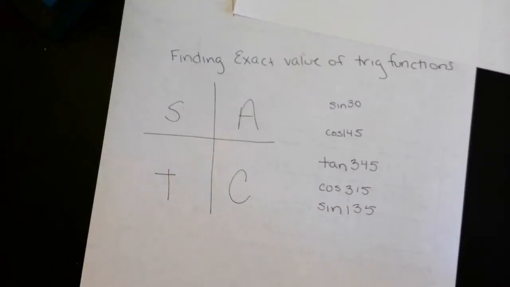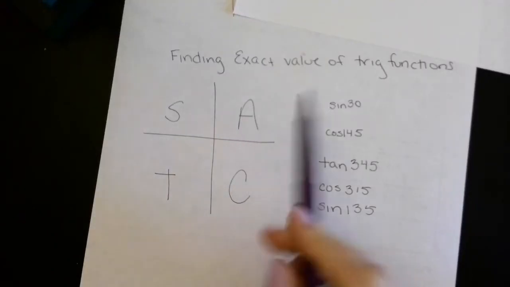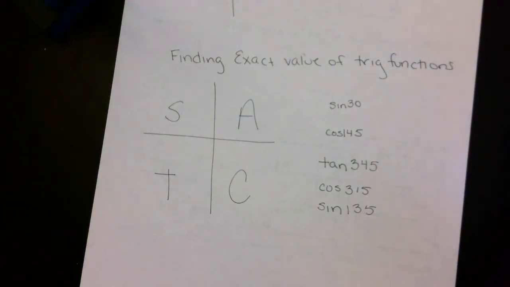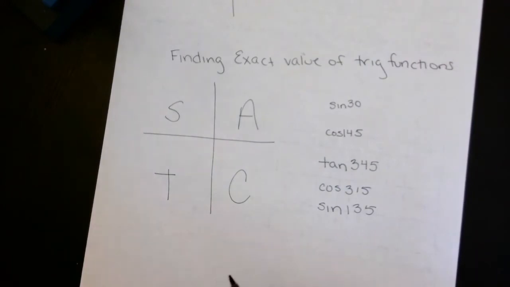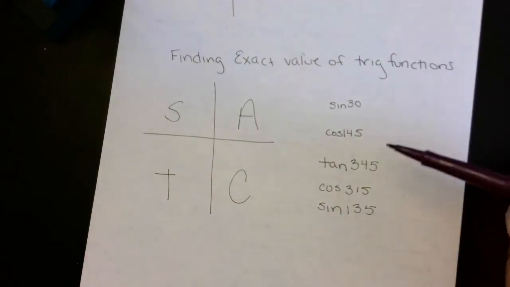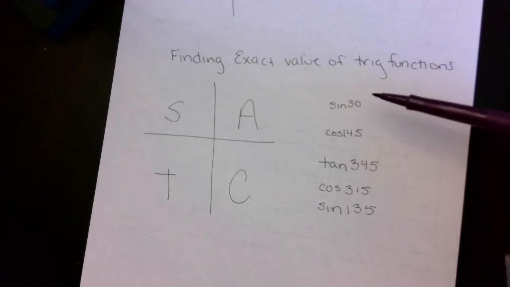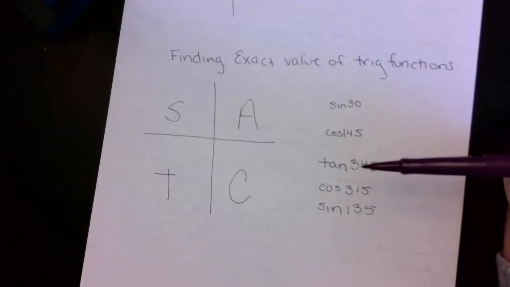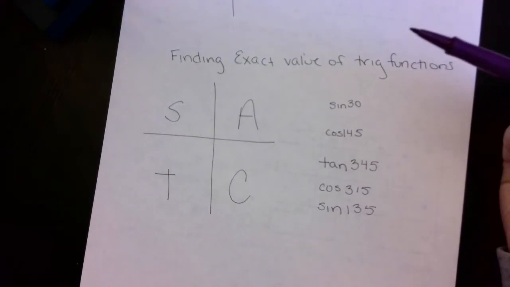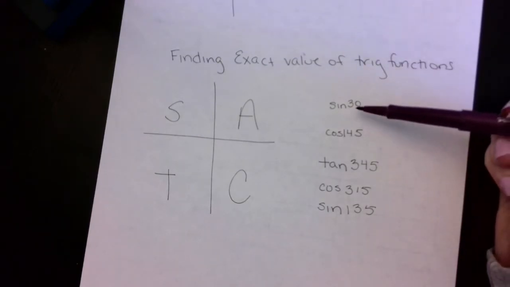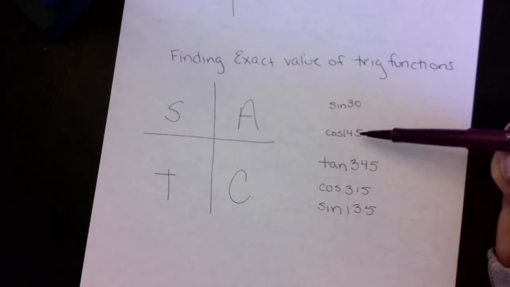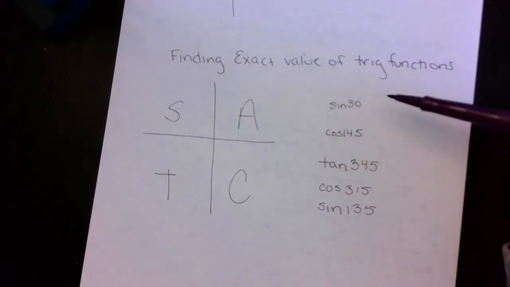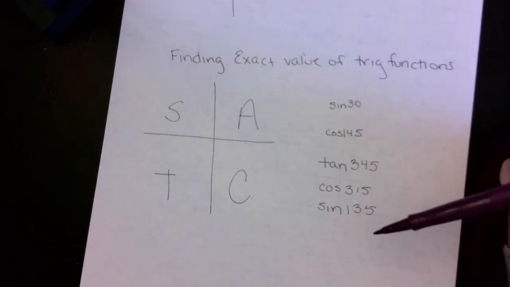Okay, so this week's lesson is finding exact values of trig functions. The first thing you need to know is there are actual values for the trig functions. So sine of 30 actually has a value, cosine of 145 has a value, and so forth. One other thing you need to know is that depending on where the angle falls, so where 30 degrees falls, where 145 falls, that determines if the sine is positive or negative for that value.